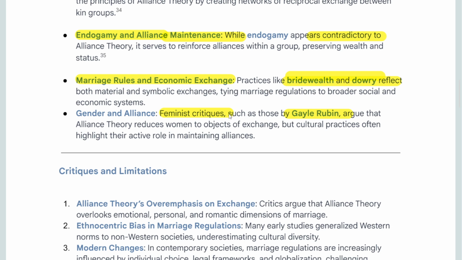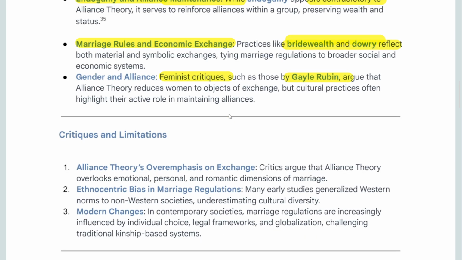Oh, absolutely. Critics argue it can overemphasize the exchange aspect. What about love, emotion, romance? The personal side. Right. And some say there's an ethnocentric bias, maybe applying Western ideas about exchange inappropriately. And crucially, in modern societies, individual choice, love matches, legal frameworks, they're challenging these old kinship-based alliance systems.